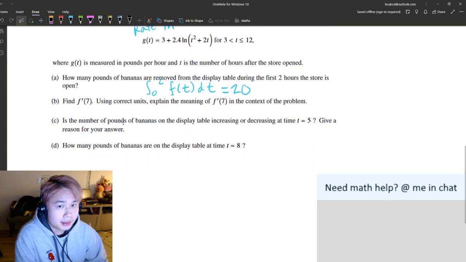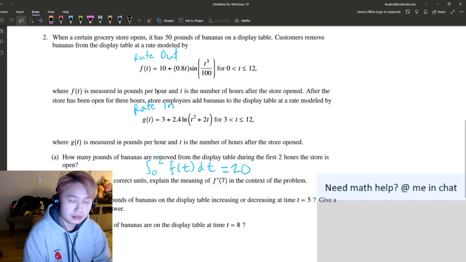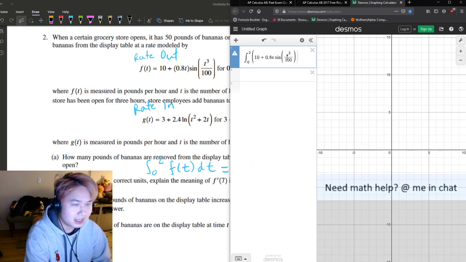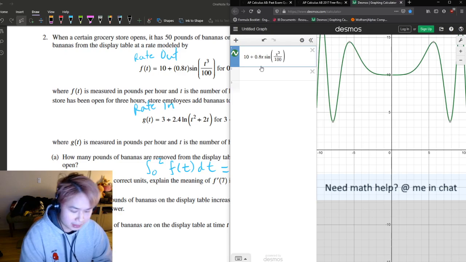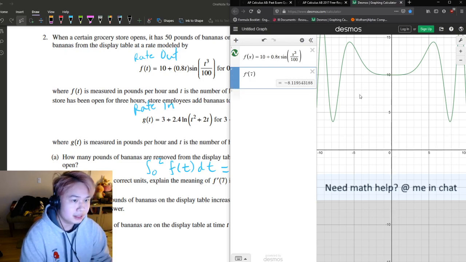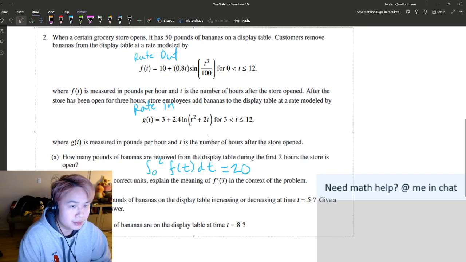Okay. And then let's see, find the derivative of f at 7. Using correct units, explain the meaning in context. So again, this is just calculator work. I need to take the derivative of this function that I already typed in. So let me call this f. And then I can just calculate f prime of 7, which is negative 8.12.